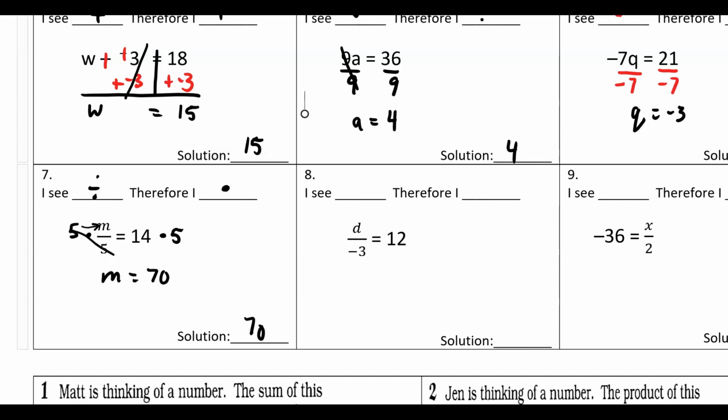One more. d over negative 3. I see division, therefore I'm going to multiply. I'm going to multiply by the exact coefficient, so multiply by negative 3. Again, why? Because negative 3 times d is negative 3d. Divide that by negative 3, you get positive 1. 1 times d is just d. So those cancel off. And d is equal to negative 36. Again, if you don't believe me, you can plug back in. Negative 36 divided by negative 3 is 12. The rest we're going to do in partners.